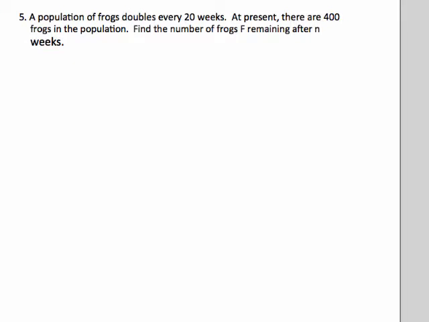Last example, population of frogs doubling every 20 weeks. At present there are 400 frogs in the population. Find the number of frogs after n weeks. Alright, instead of building this up with a pattern, I am going to try to just, based on my understanding of all of this to this point, see if I can jump right to the formula. The number of frogs after n weeks.